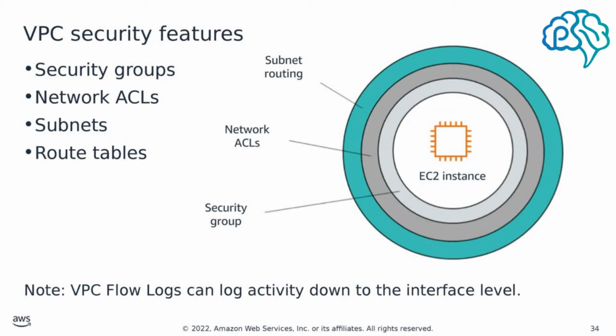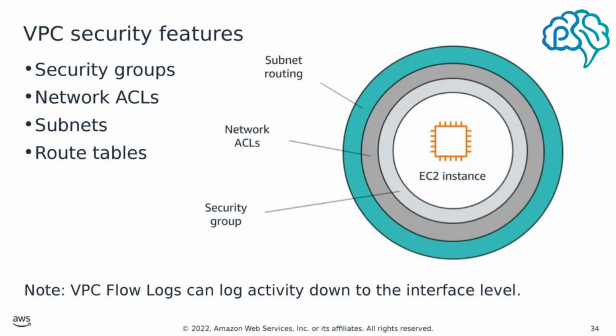So let's talk about some features of a VPC here. That's the main container, right? The holding mechanism for both of these is a VPC. An EC2 instance is surrounded by lots of layers of security. That's the best way to think about it. The closest layer to the instance is the security group. If you peel the onion back a little bit, the next layer of security is the ACL. The outside and the farthest layer is the subnet routing.